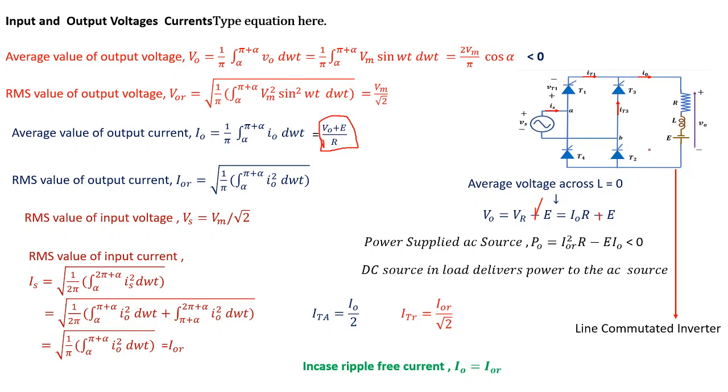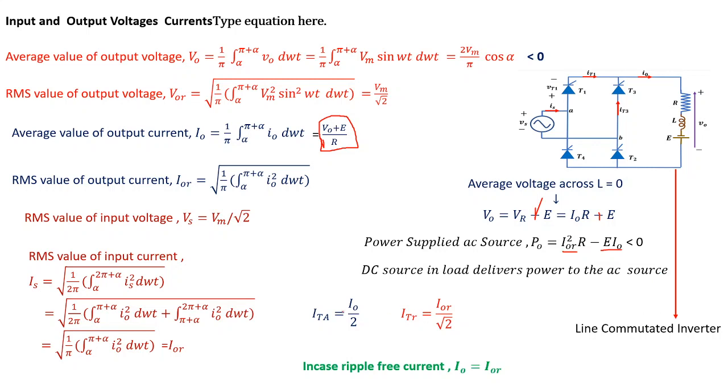Now coming to the power supplied by the AC source, that is equal to IOR square minus E into I0. This is the power supplied, and this is going to be negative, because this value is going to be more negative. Overall, this resistor is going to consume power, but the battery, because of the negative polarity, delivers power. In case this value is more, then the power absorbed by the load is going to be negative, or the power supplied by the source is going to be negative. So the DC load delivers power to the AC source, so it is referred to as a line commutated inverter, as I mentioned earlier.